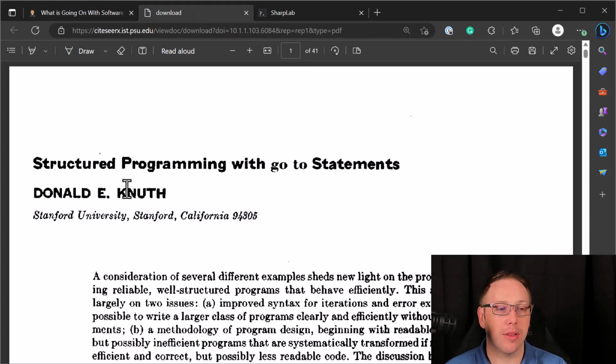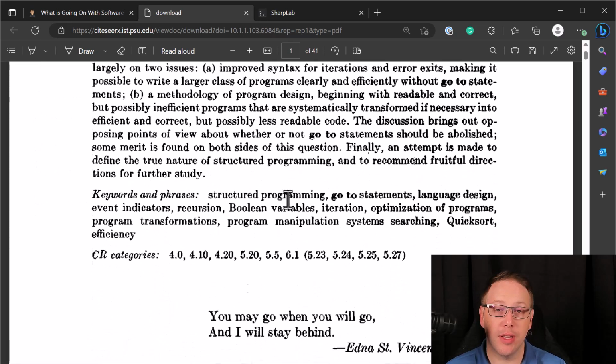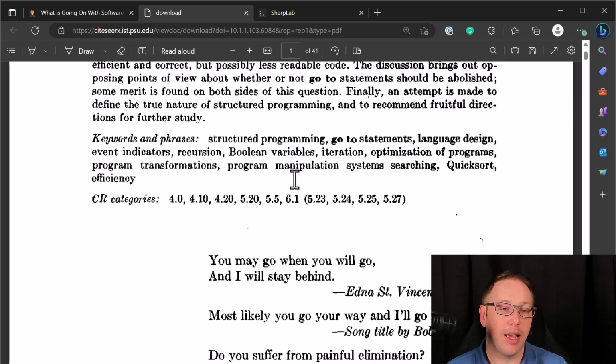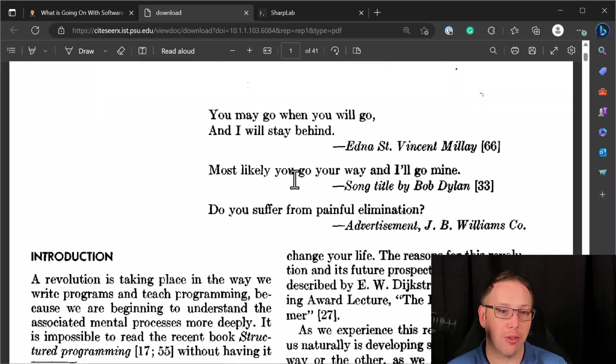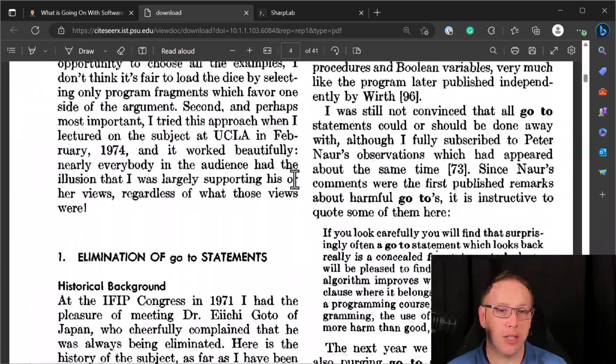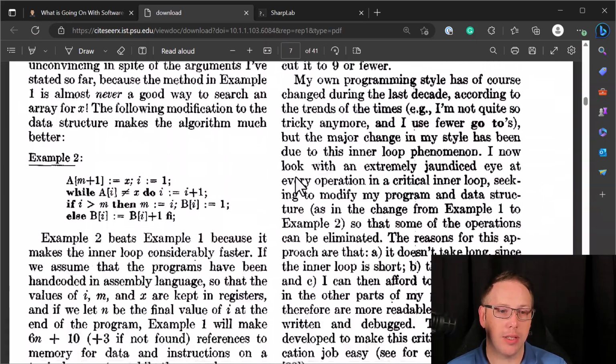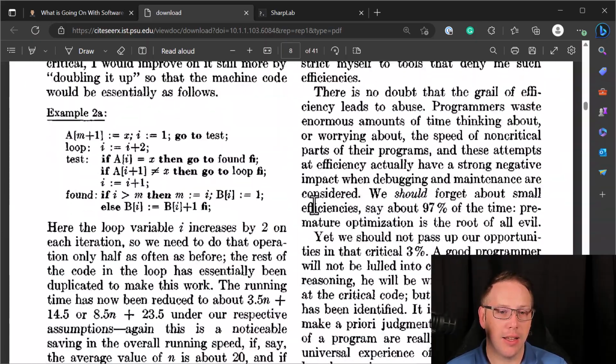That quote is coming from the paper, Structured Programming with Go-To Statements by Donald Knuth. And this is a fantastic paper. You should go and read this paper. It's very good and very insightful even today. It's incredibly relevant. But this quote is actually on page 8 of it. And I'm going to go down to it so we can see it in context. And it's right here. We should forget about small efficiencies, say about 97% of the time. Premature optimization is the root of all evil.